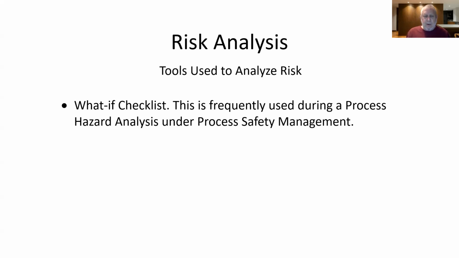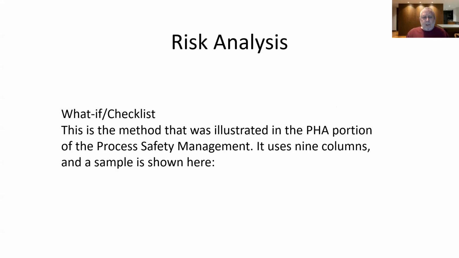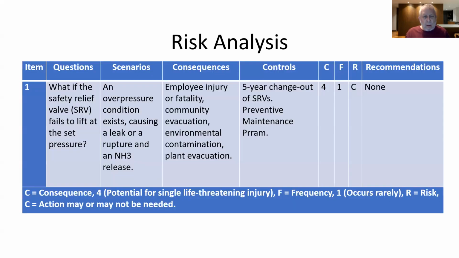What if checklist? This is frequently used during a process hazard analysis under process safety management. We went into a little bit of detail on that. We'll talk about it just briefly again. What if checklist? Okay, this is a method that was illustrated in the PHA portion of the process safety management. It uses 9 columns, and a sample is shown here.